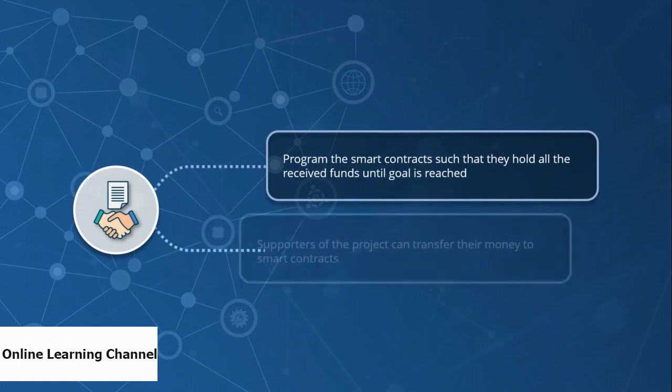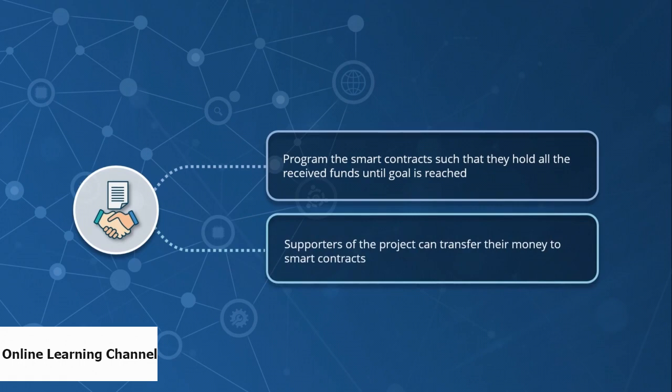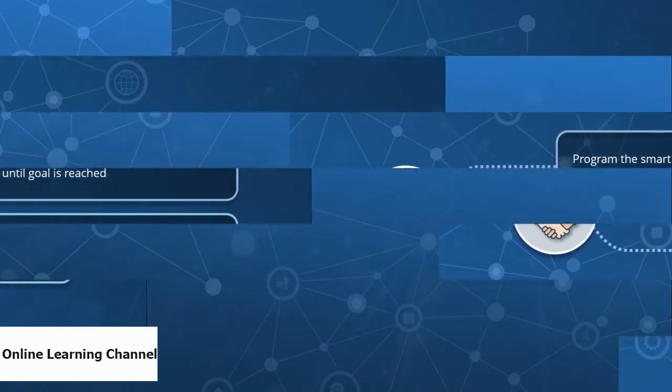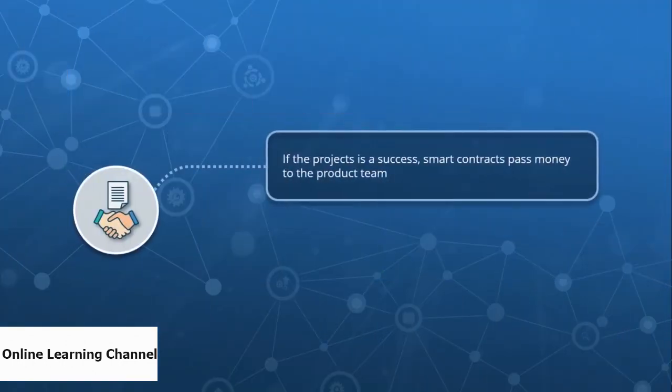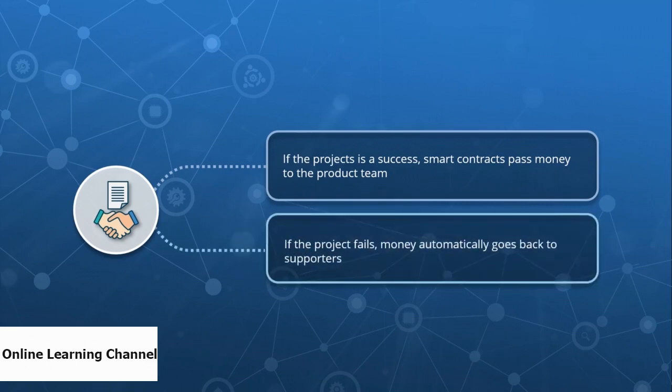So the supporters of a particular project will be able to make their contributions, and their money will flow over to the smart contract. If the project is a success, that is, the funding goal has been reached, then the money will pass over from the smart contract to the product team. And if that target was not achieved, well, the money will simply go back to the supporters.